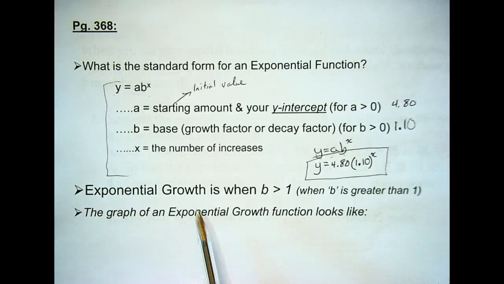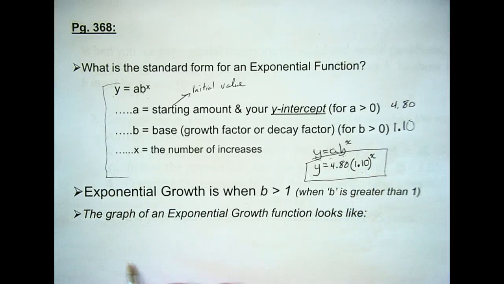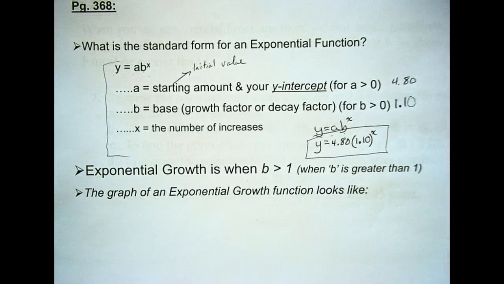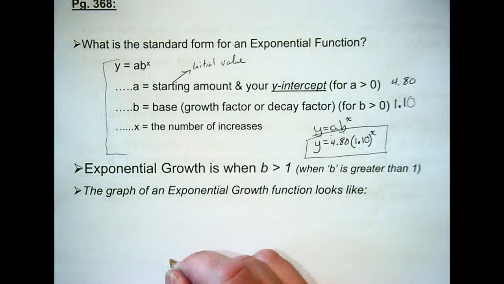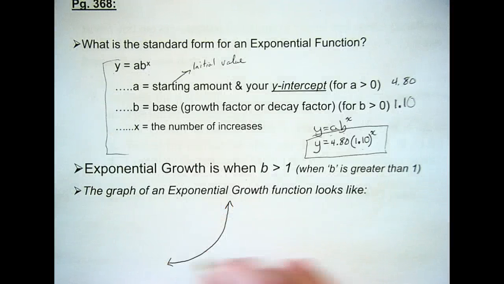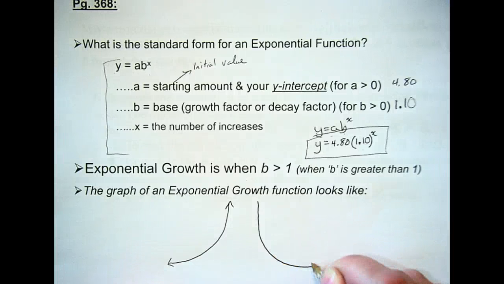So today we're doing growth. Growth is when B is greater than 1. Go ahead and write that down. Growth is when B is greater than 1. The graph of an exponential growth function will look like one of these. Actually, I want you to pick which one of these is an exponential growth function. It's one of these two.